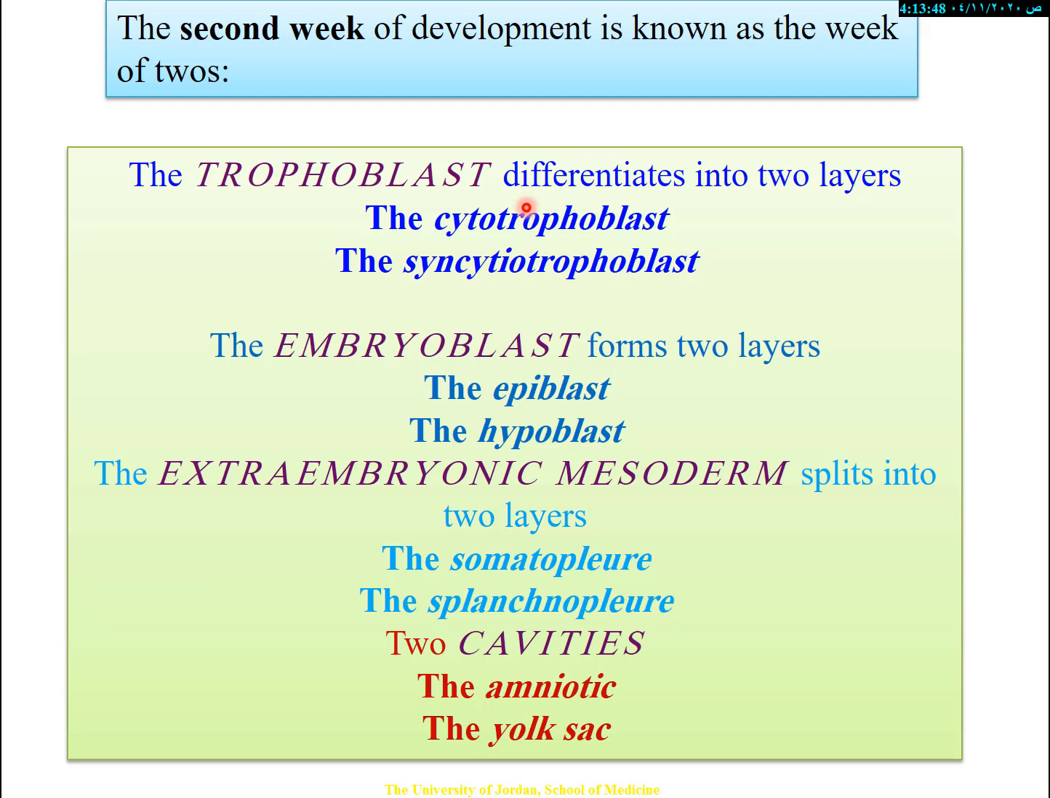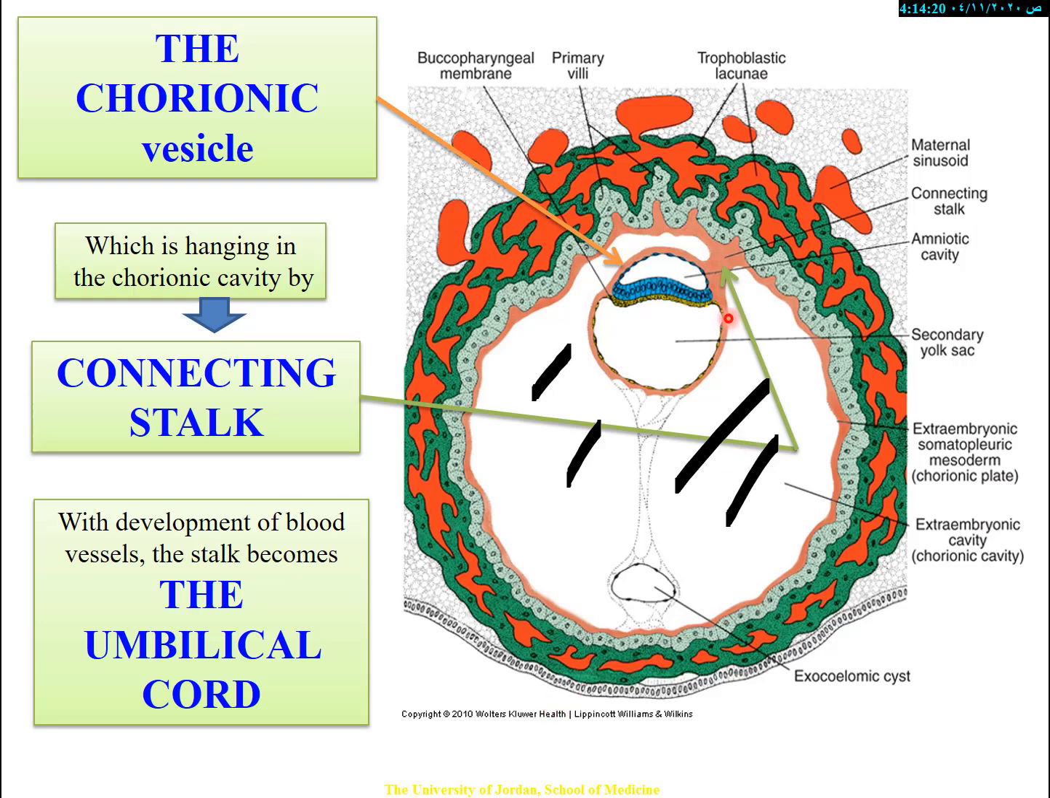That's a summary here. The second week of development is known as the week of twos. The trophoblast differentiates into cytotrophoblast and syncytiotrophoblast. The embryoblast forms two layers, the epiblast and hypoblast. The extraembryonic mesoderm splits into somatopleuric and splanchnopleuric mesoderm, and there are two cavities, the amniotic cavity and the yolk sac, and all these structures are hanging from the connecting stalk within the chorionic cavity.